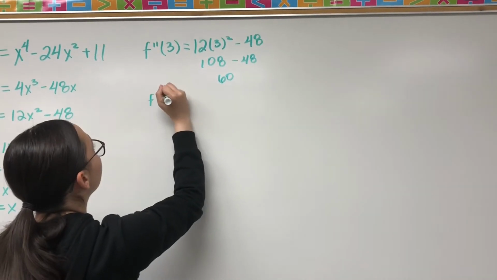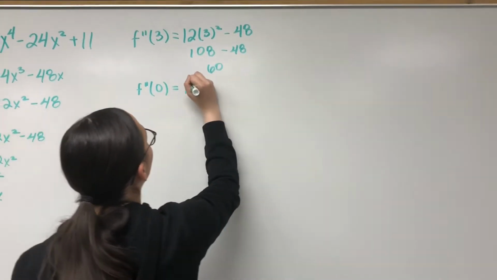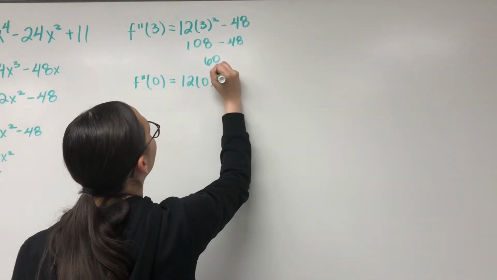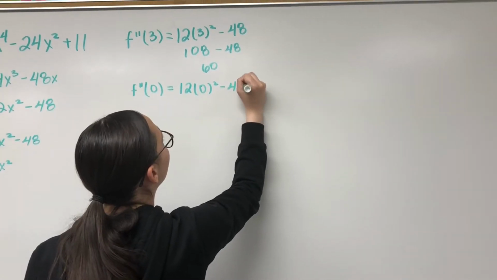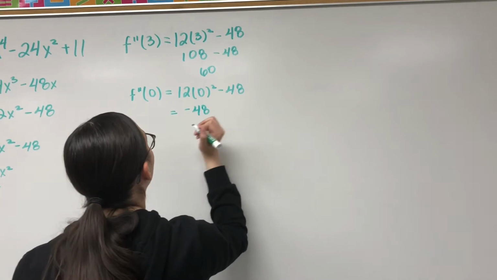Then we're going to take 0 and plug that into the second derivative equation, which is 12 times 0 squared minus 48. And the 12 times 0 squared cancels out, and we're just left with negative 48.